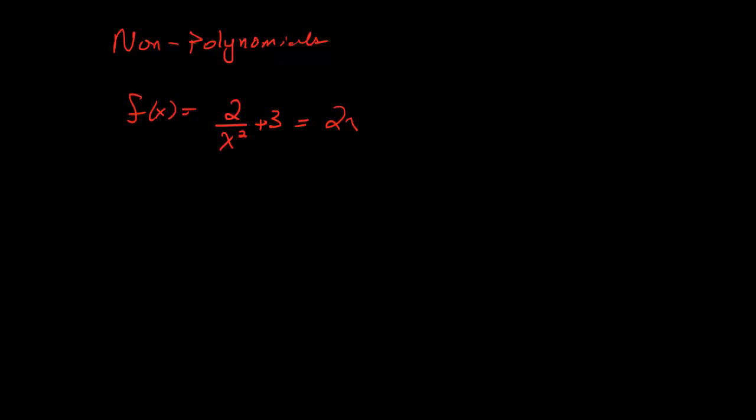Let's give some examples of non-polynomials. So if we were to say f of x equals 2 all over x, or let's say 2 over x squared plus 3. Remember, this is the same thing as me saying 2x to the negative 2 plus 3. This is not a polynomial because this exponent is a negative value. So that's an example of a non-polynomial.